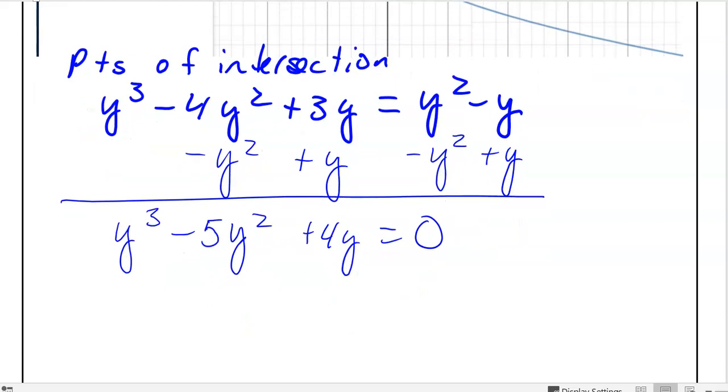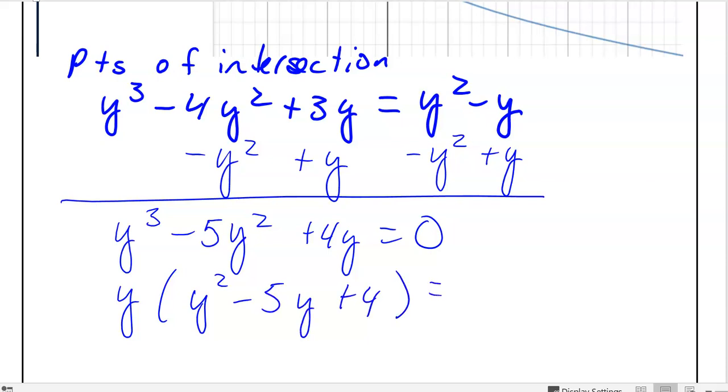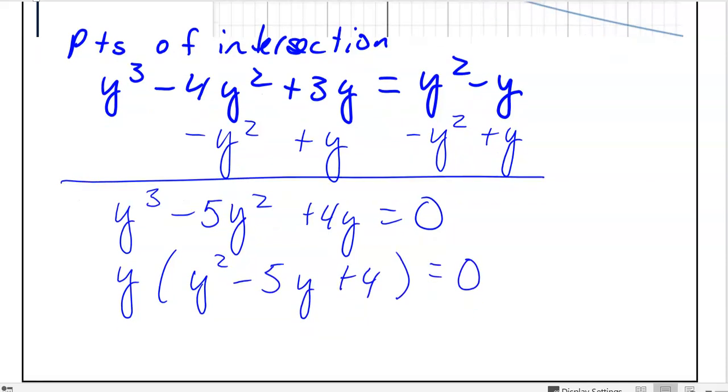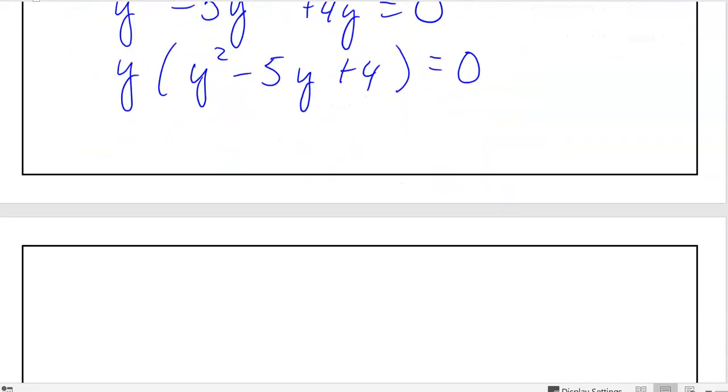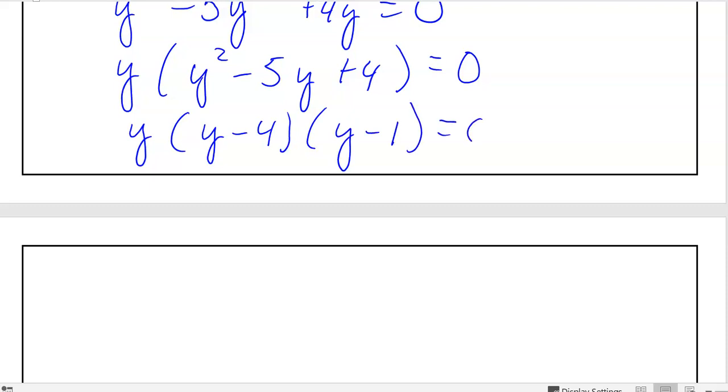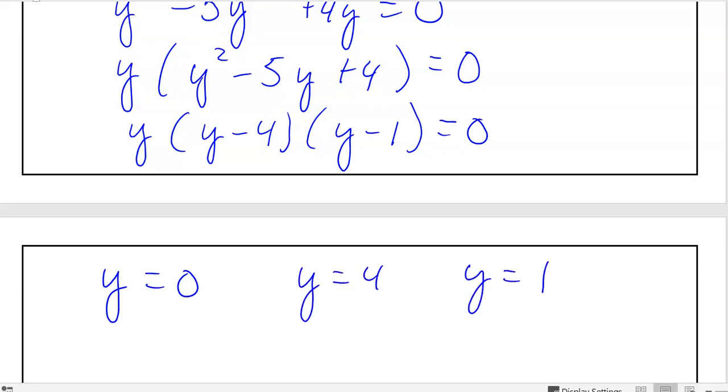Be sure that you do not divide by y, since you will lose one of the points of intersection if you do that. This gives me y squared minus 5y plus 4 as the quadratic factor. If it didn't factor, then I would have to use the quadratic formula, but fortunately it does. This gives me y minus 4 times y minus 1. This gives me 3 different y values, 0, 4, and 1.